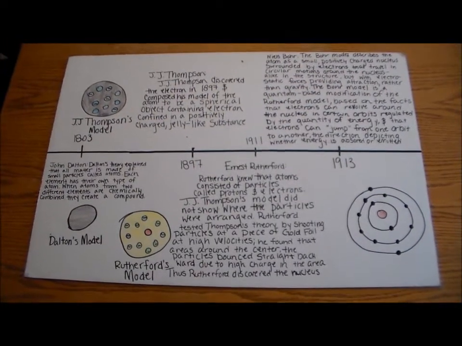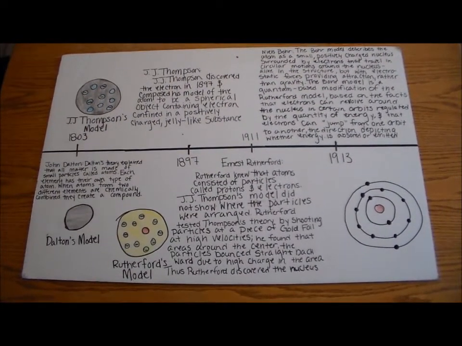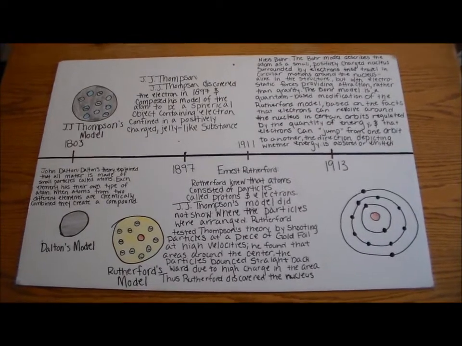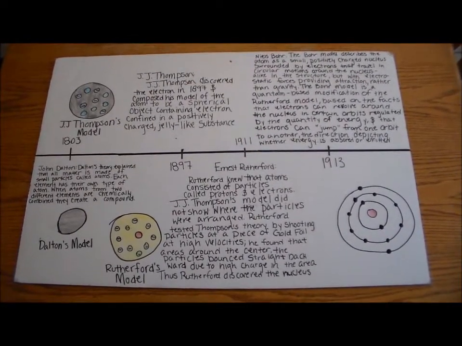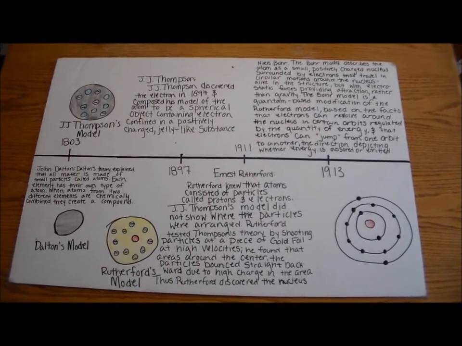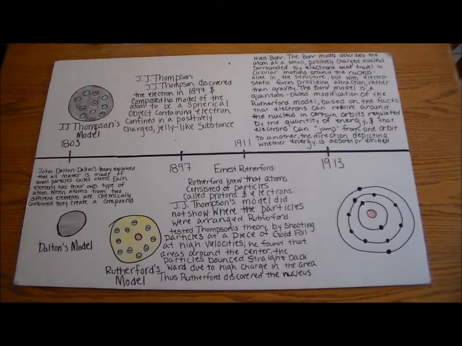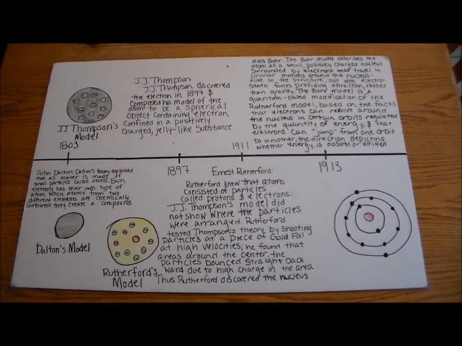My video is on Chapter 4, Structure of an Atom. First off, what is an atom? An atom is the smallest particle of an element that retains its properties of the element. All atoms are made from three subatomic particles.